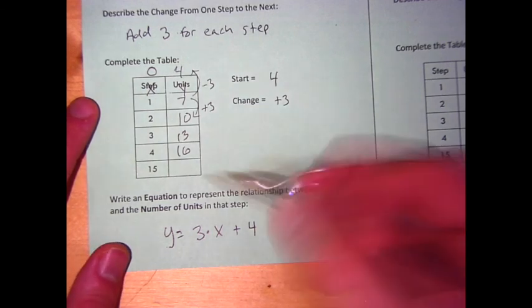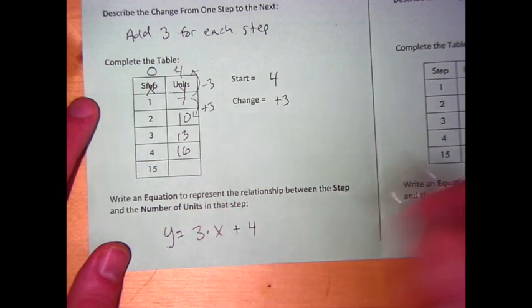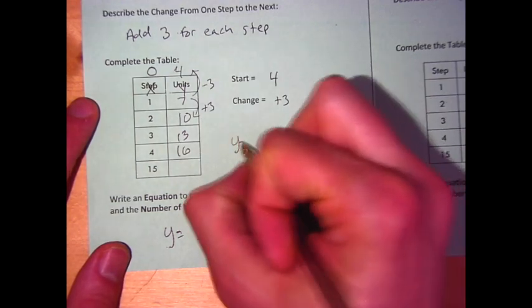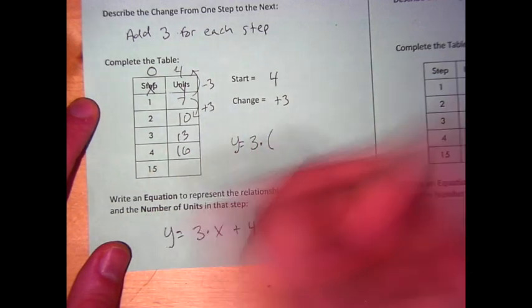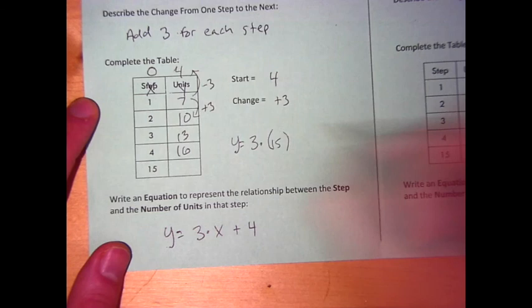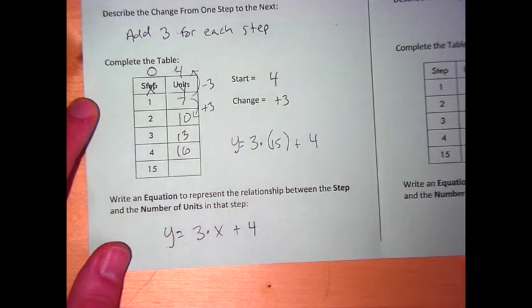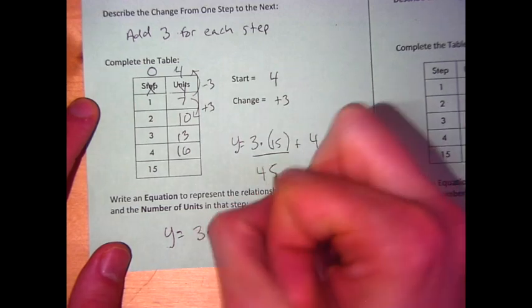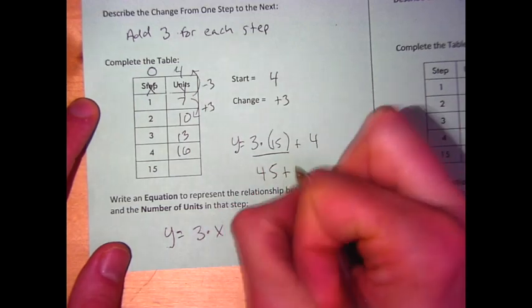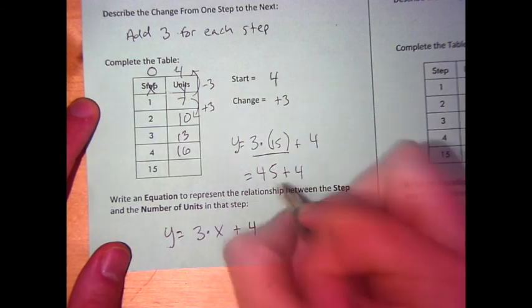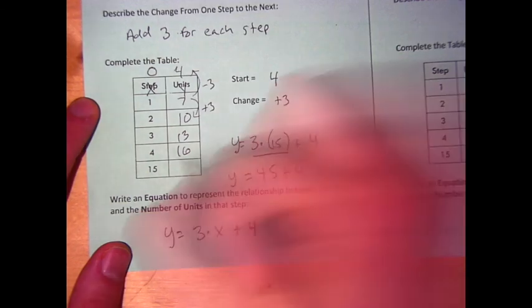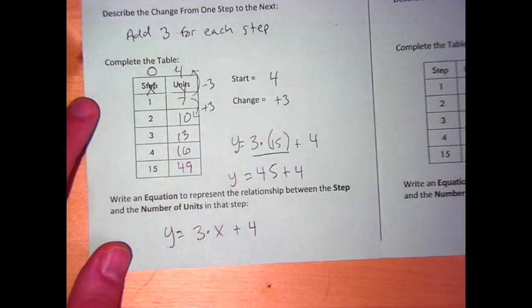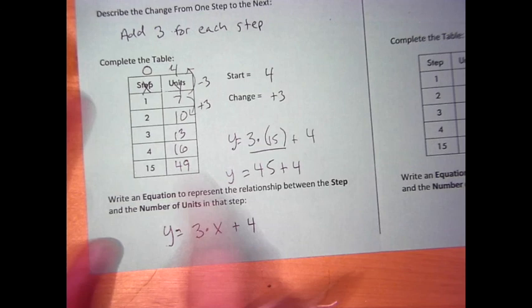Okay? So if you had 15 steps, right, you could say y equals 3 times how many steps? 15 plus 4. So what is 3 times 15? 45. And then remember, we had those 4 tiles that we started with, right? So 45 plus 4 is going to give us y. That means that at step 15 there would be 49 different tiles or units.